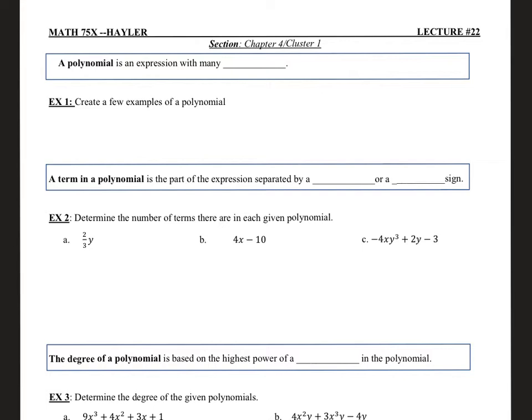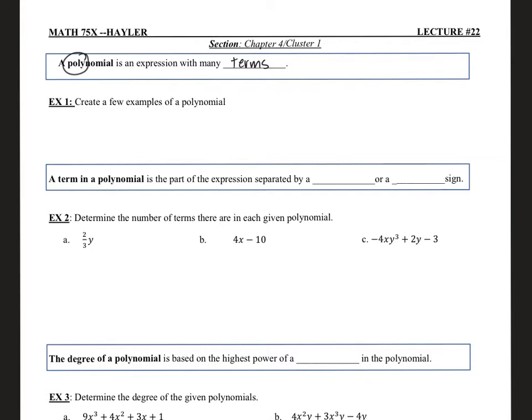Alright, so we are looking at polynomials. And a polynomial is an expression with many terms. A way to remember this: nomial would be kind of like number or term, and poly is many, like polytheism, many gods, or polygamous, many wives or marriages.